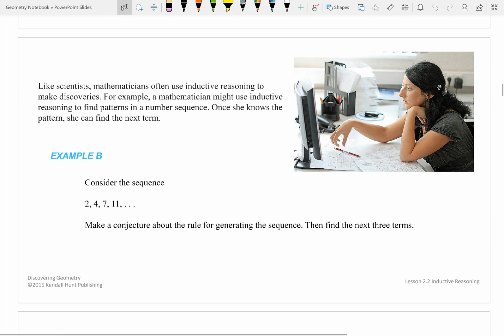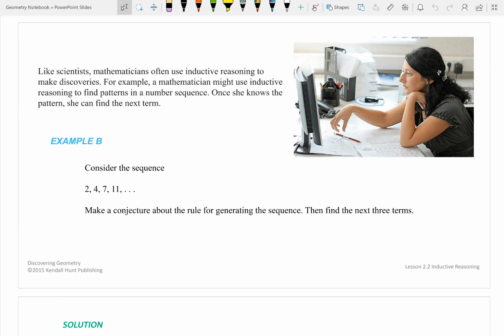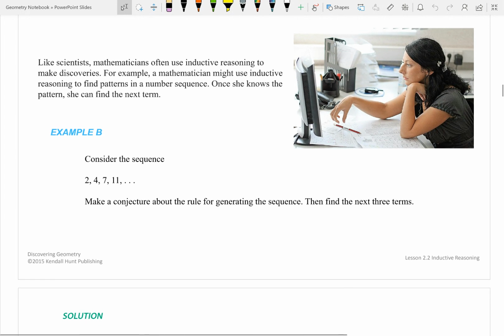Like scientists, mathematicians often use inductive reasoning to make discoveries. For example, a mathematician might use inductive reasoning to find patterns in a number sequence. Once she knows the pattern, she can find the next term. Consider the sequence: 2, 4, 7, 11. Make a conjecture about the rule for generating the sequence. Find the next 3 terms.